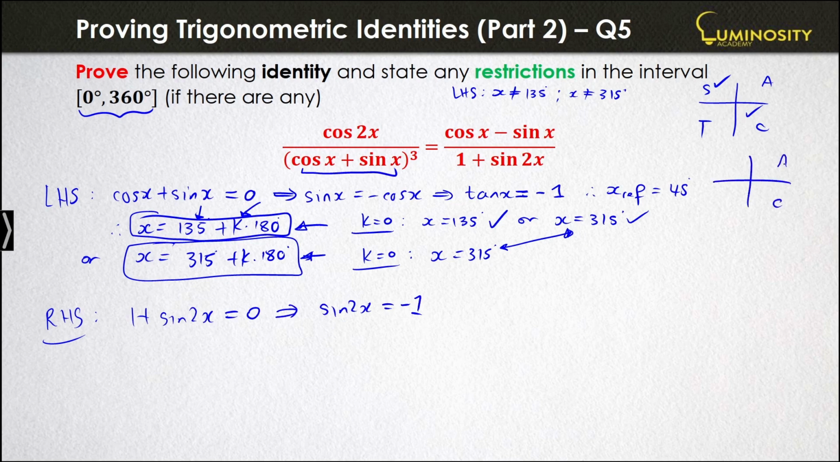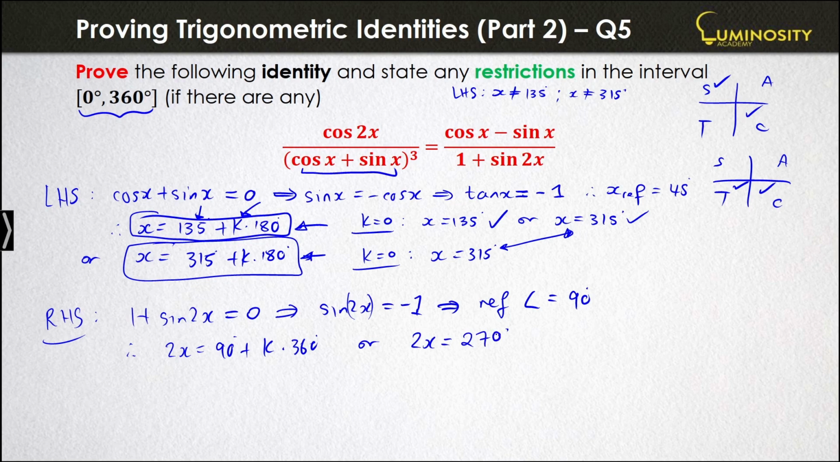And again, in your CAST diagram, where is sine negative? The third and the fourth quadrants. So the reference angle is going to be sine inverse of positive 1, which is going to be 90 degrees. So therefore, the angle 2x must either equal 90 degrees plus k times 360, or the angle 2x must equal 360 minus 90, which is 270.